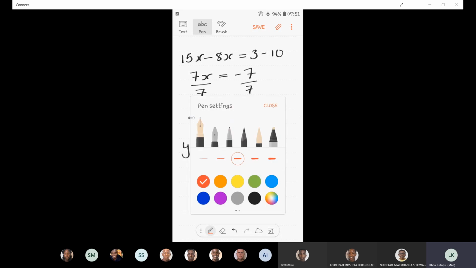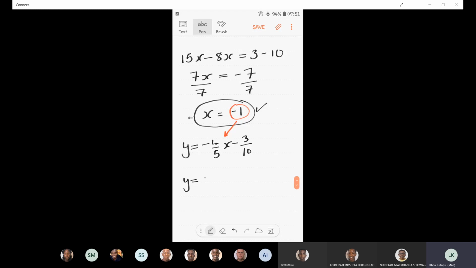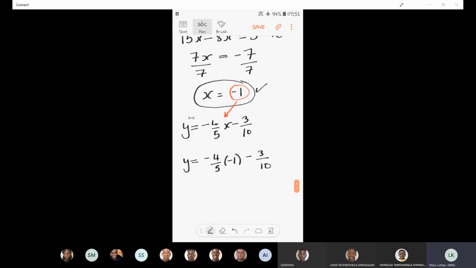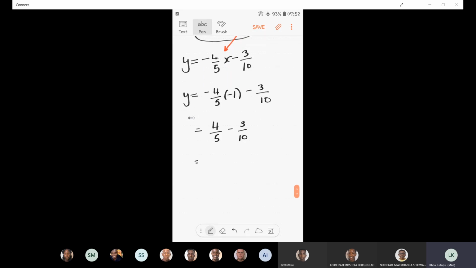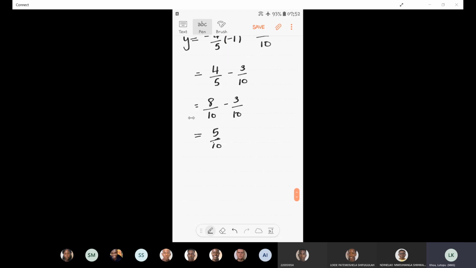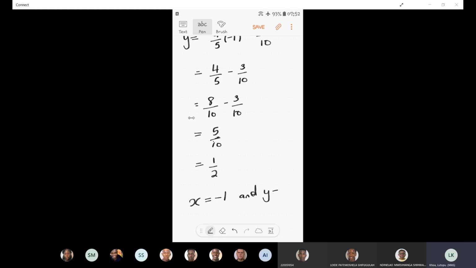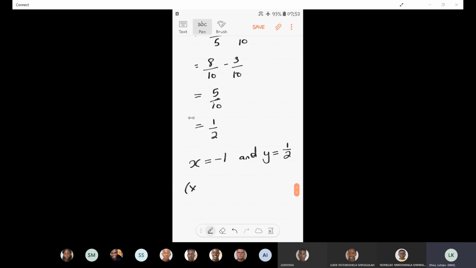All right, so let's make the substitution. So I have y equal to negative 4 over 5 times negative 1 minus 3 over 10. So this is equal to 4 over 5 minus 3 over 10, and this is 8 over 10 minus 3 over 10, and this is just 5 over 10, and 5 over 10 is just equal to a half. Okay, so we solved for x. We got x is equal to minus 1 and y is equal to a half. We can write it in this form: (x, y) is equal to (minus 1, a half).